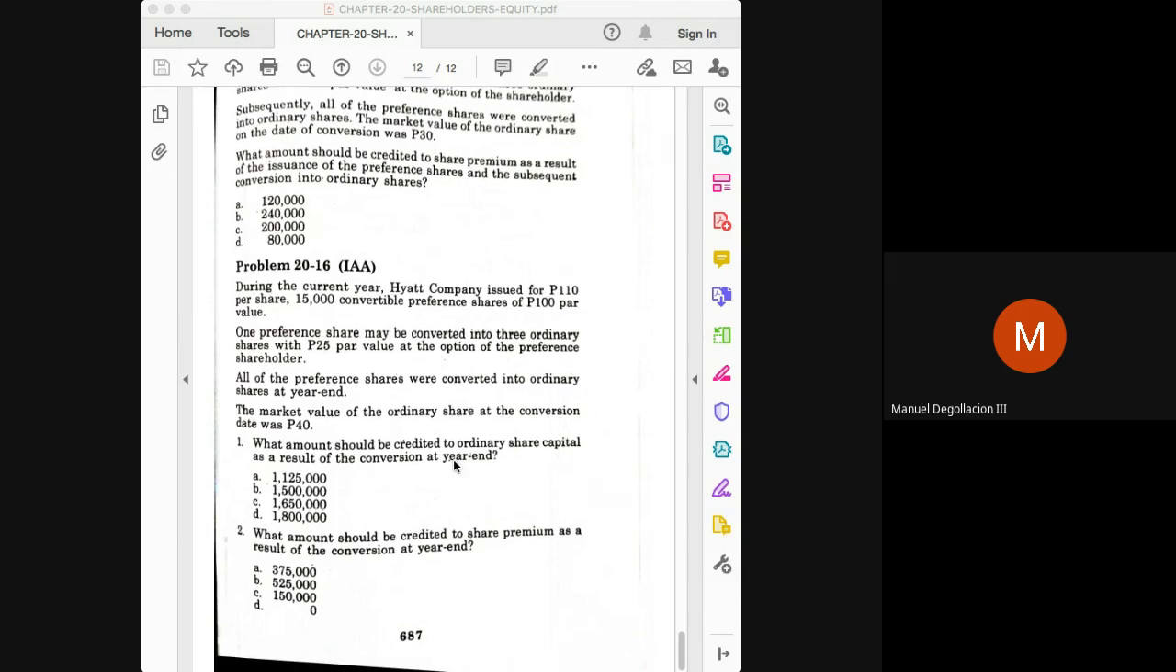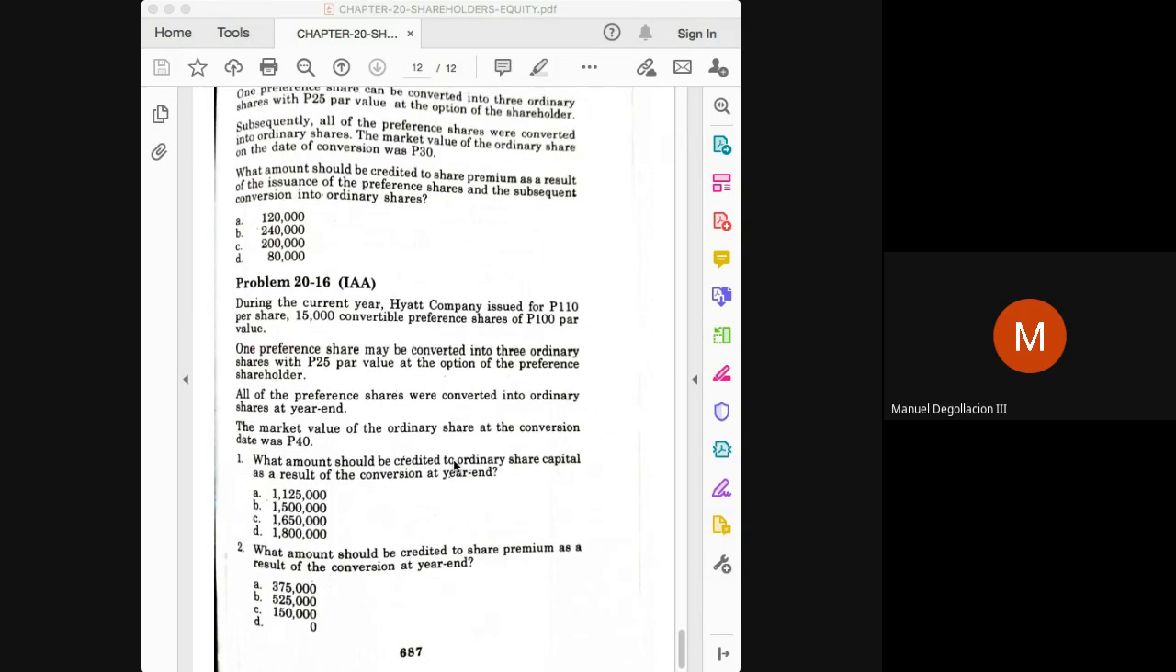Next, problem 20-16. During the current year, Hyatt Company issued for 110,000 per share, 15,000 convertible preference shares of 100 par value. One preference share may be converted into 3 ordinary shares with 25 par value at the option of the preference shareholder. All of the preference shares were converted into ordinary shares at year end. The market value of the ordinary share on the conversion date was 40. What amount should be credited to ordinary share capital as a result of the conversion?